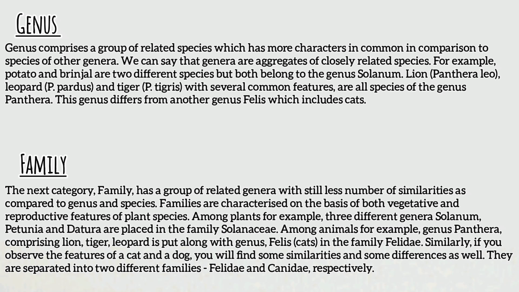Family. The next category, family, has a group of related genera with still less number of similarities as compared to genus and species. Families are characterized on the basis of both vegetative and reproductive features of plant species. Among plants, for example, three different genera Solanum, Petunia and Datura are placed in the family Solanaceae. Among animals, for example, genus Panthera, comprising lion, tiger, leopard, is put along with genus Felis, cats, in the family Felidae. Similarly, if you observe the features of a cat and a dog, you will find some similarities and some differences as well. They are separated into two different families, Felidae and Canidae, respectively.